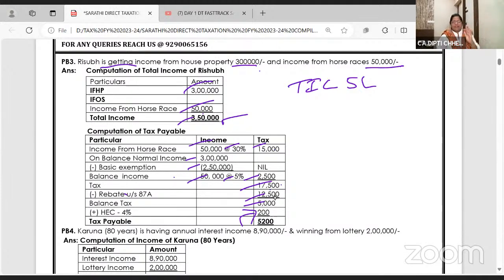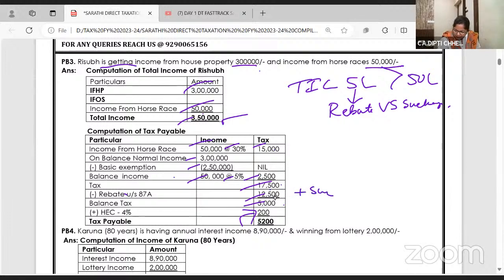Can I teach this in a different way? No books teach like that, but I'm saying it's a rebate versus surcharge game. Why rebate versus surcharge? If your income is up to 5 lakh, you get a rebate. If your income exceeds 50 lakhs, you pay the surcharge. Both won't come together, right? So if there is additional income, add the surcharge and calculate the cess. If the income is up to 5 lakh, minus the rebate and then calculate the cess. So always, after minusing the rebate or plusing the surcharge, then on whatever is the resulting tax, calculate the cess.